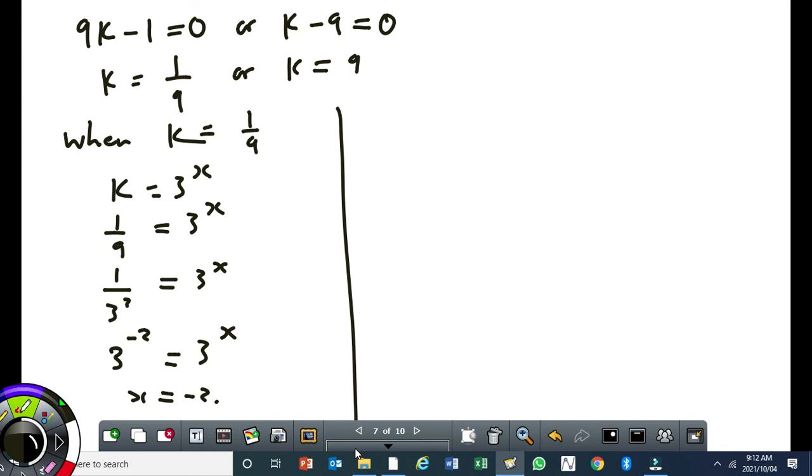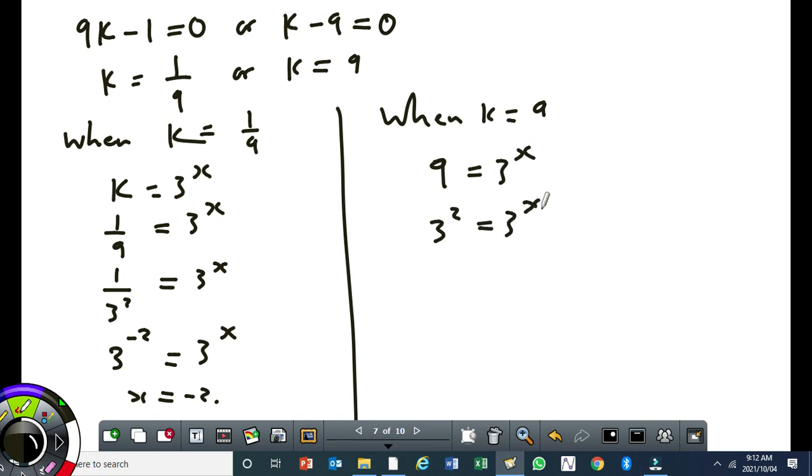So when k is 1 over 9, x is minus 2. Then when k is equal to 9, that becomes 9 is equal to 3 to the power of x. This gives you 3 squared equal to 3 to the power of x. Therefore, x is equal to 2. Now, some learners who tried to do the question got one answer, which was x equal to positive 2, but they didn't have the x equal to negative 2. And this question was a problem.